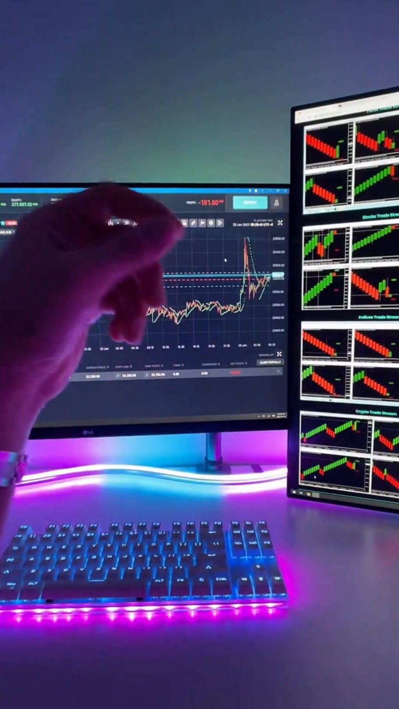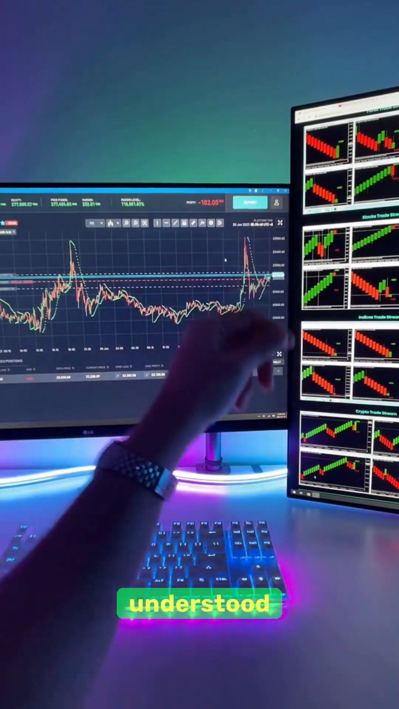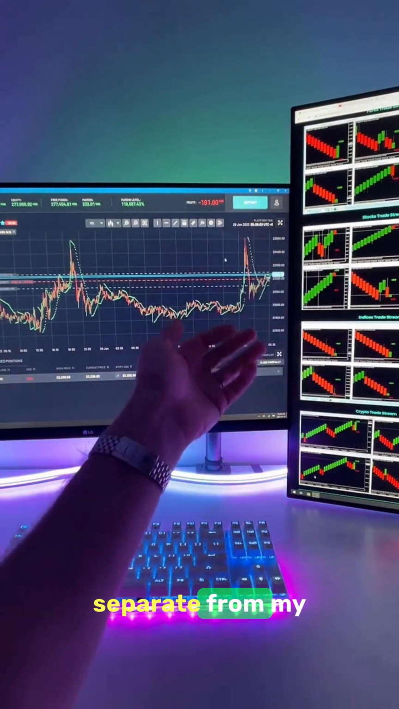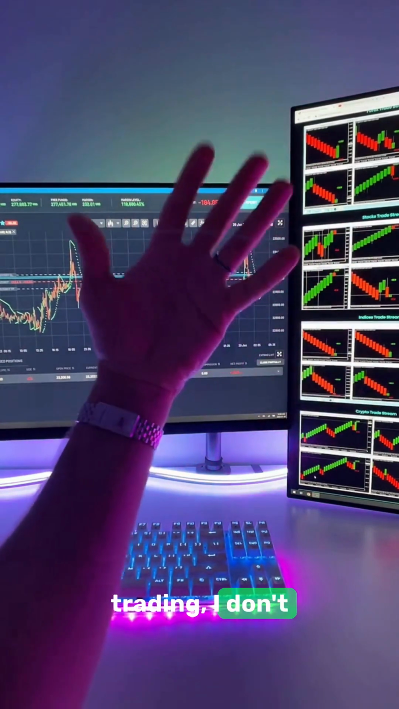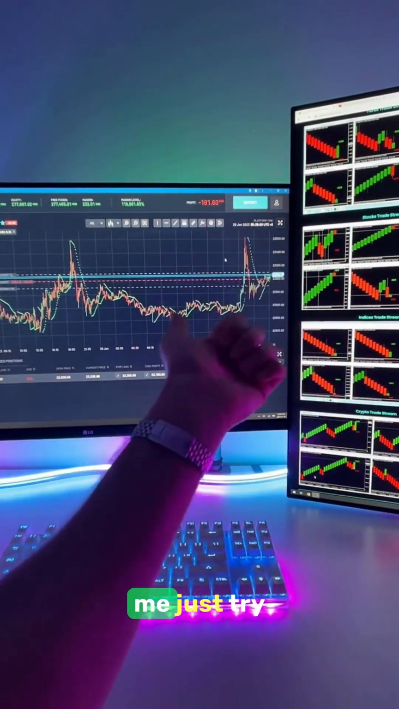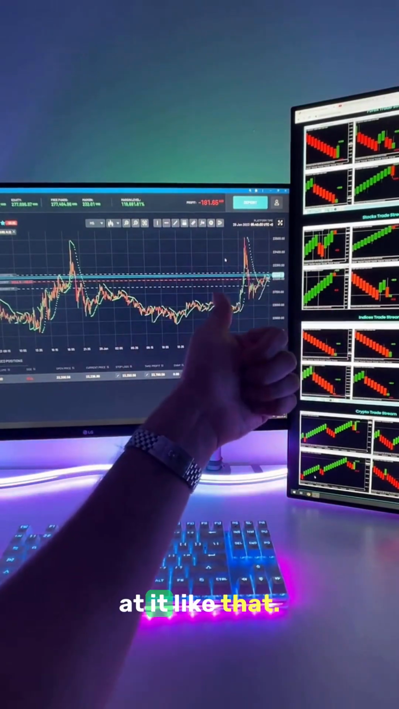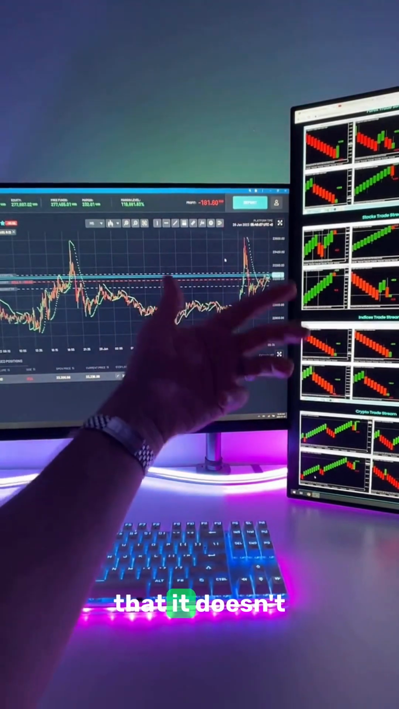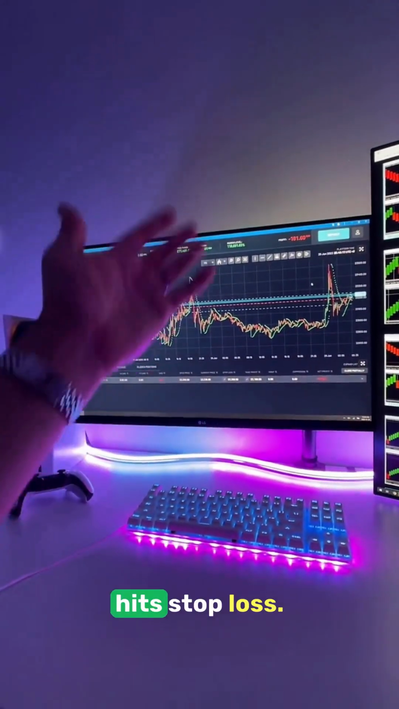Okay. The reason is because I've understood that I have to keep my emotions very, very separate from my trading, okay? So when I'm trading, I don't look at it as, oh, let me just try to 5x or 100x. I don't look at it like that. And on the other hand, I'm risking such a small amount that it doesn't really affect my account if my trade hits stop loss.